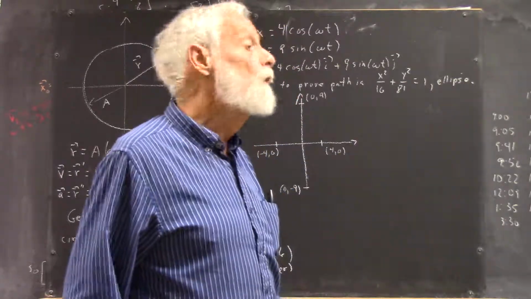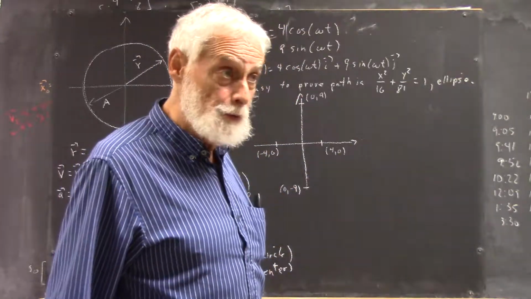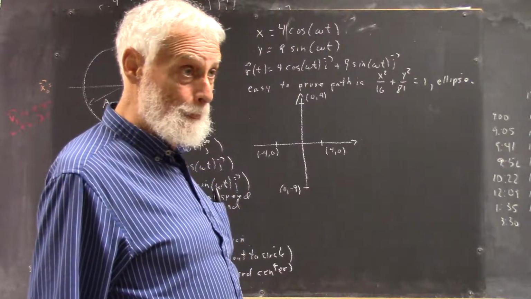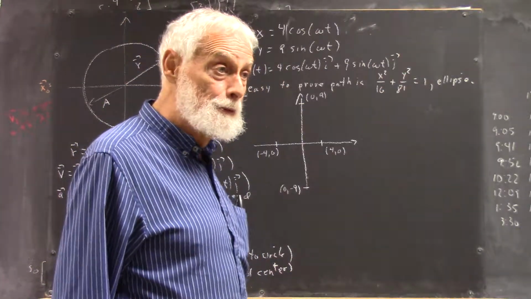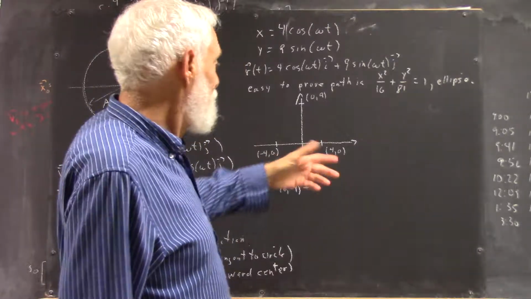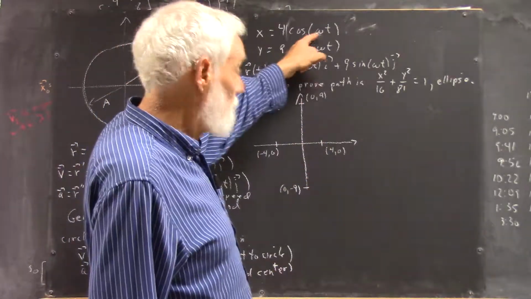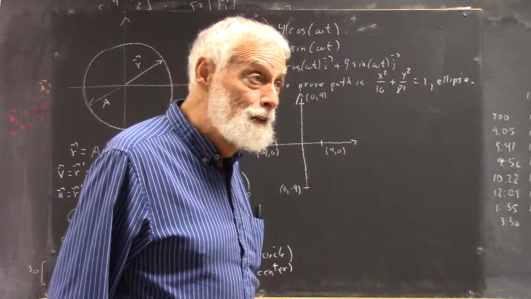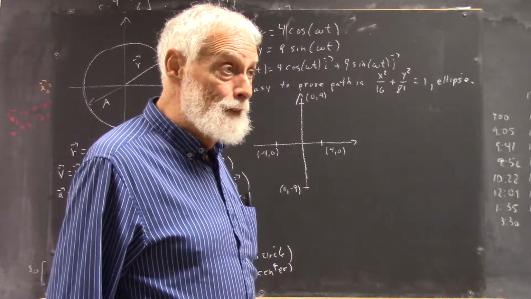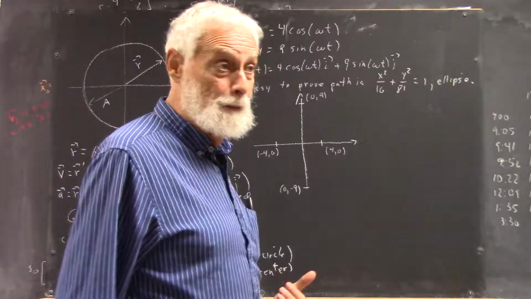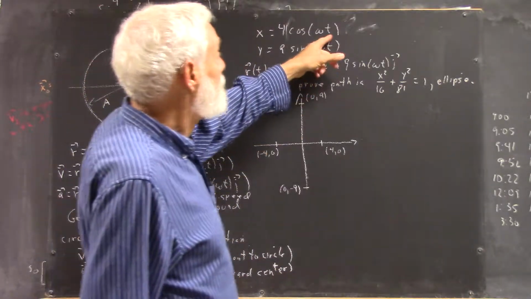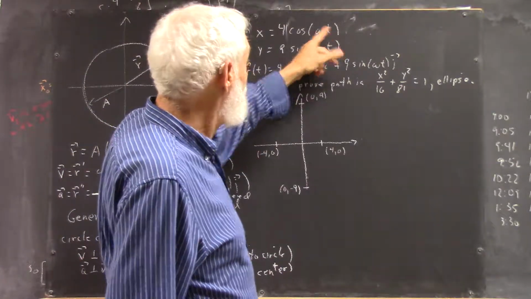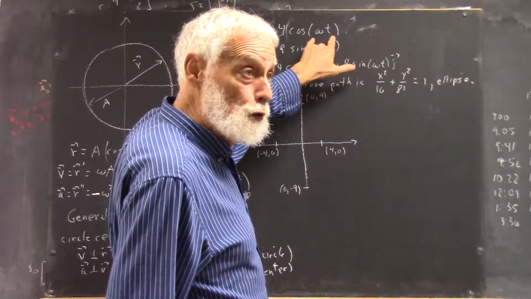This doesn't tell you what the velocity and acceleration vectors are, okay? But the path itself is an ellipse. And you get all the way around the ellipse when omega t changes by 2 pi, right? So the period is 2 pi over omega. Very simple. If t changes by 2 pi over omega, then the argument changes by 2 pi.